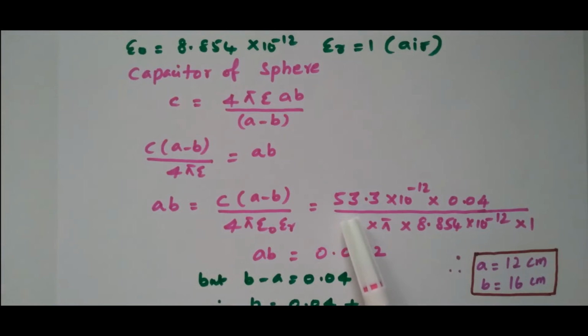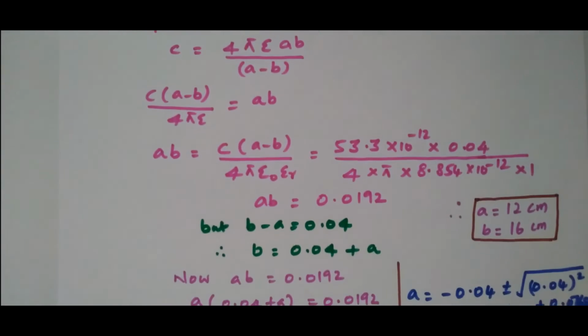Now substitute all the values. C is given as 53.3 into 10 to the power minus 12, into the difference between these two, 0.04, divided by 4 pi. Epsilon naught is 8.854 into 10 to the power minus 12. Epsilon r value is 1. So by simplifying this, the AB value after simplification is 0.0192. But we know that B minus A equal to 0.04.